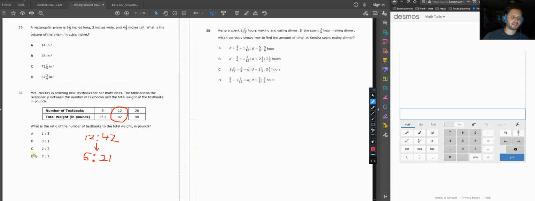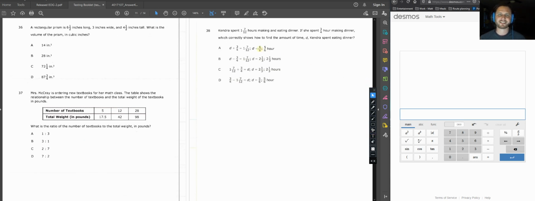Now, it's still not an answer choice, but you could go farther. See, 6 and 21 are both divisible by 3. So you could also do 6 divided by 3 to get 2, and 21 divided by 3 to get 7, which reveals our answer to be C, which is 2 to 7.